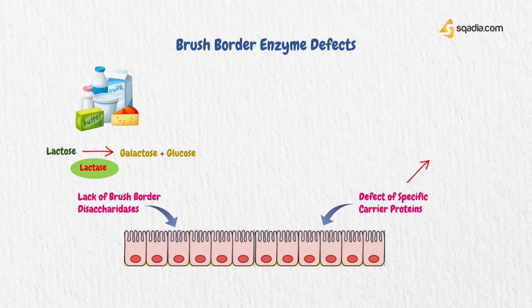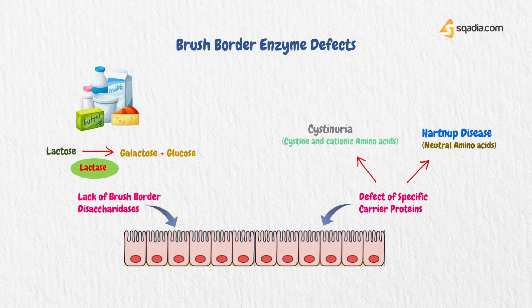Also, at brush borders, sometimes there is a defect in specific carriers which can cause specific malabsorption. For example, Hartnup disease, in which there is a specific carrier defect for certain neutral amino acids, and cystinuria, in which there are cysteine and some cationic amino acid carrier defects.